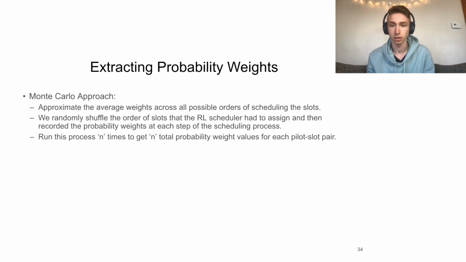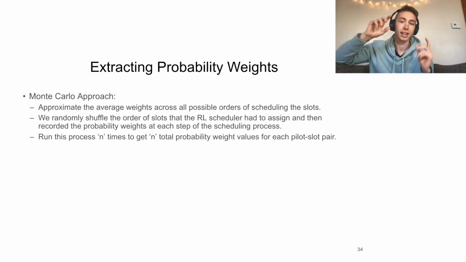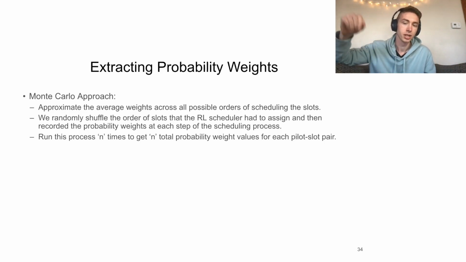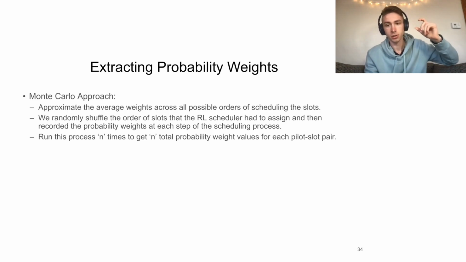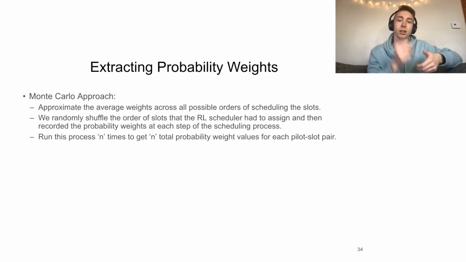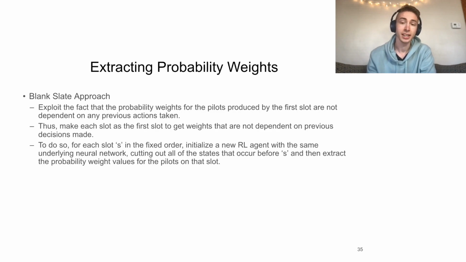The first is the Monte Carlo approach. And basically what we do is we shuffle the slots and then run a round of scheduling. And we do that n times. And for each round of scheduling, we get a probability for each pilot and slot, assuming we have a complete schedule. So then what we do is for each of those probabilities that we extract in each of the n rounds, we average over all of them throughout the n rounds. And that gives us a sort of global value for our probability of maximizing future reward, assigning a certain pilot to a certain slot. The other method is the blank slate approach.